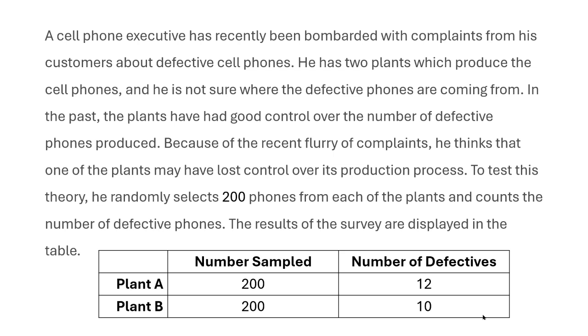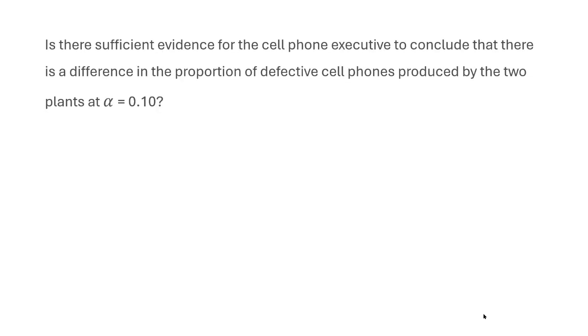To test this theory, he randomly selects 200 phones from each of the plants and counts the number of defective phones. The results of the survey are displayed in the table below. Is there sufficient evidence for the cell phone executive to conclude that there is a difference in the proportion of defective cell phones produced by the two plants at a significance level of 0.10? Okay, so we have ourselves a hypothesis test here.